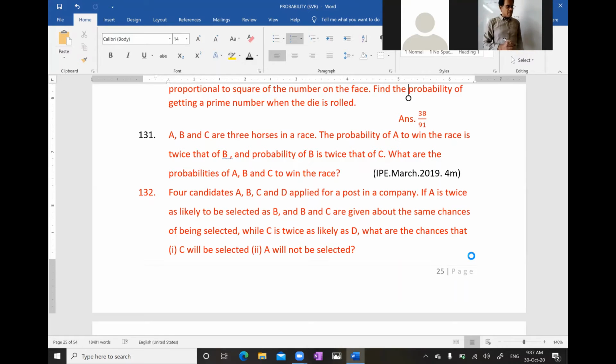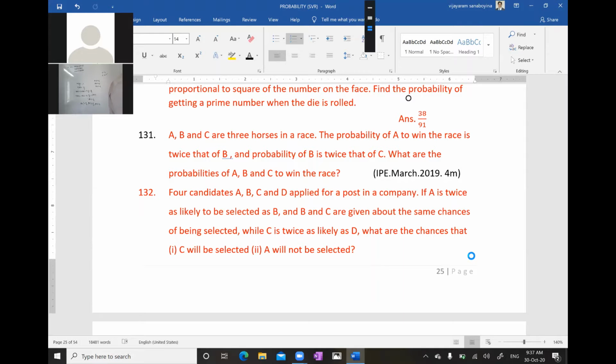The next sentence is: B and C are given about the same chances of being selected. B and C have the same chances of selection. Here, same chances means a probability only. And C is twice as likely as D, so the probability of C is equal to 2 times the probability of D, my dear. Then the next question is what is the chance that C will be selected, and A will not be selected. You have to find out those things. I think you understood. Okay.